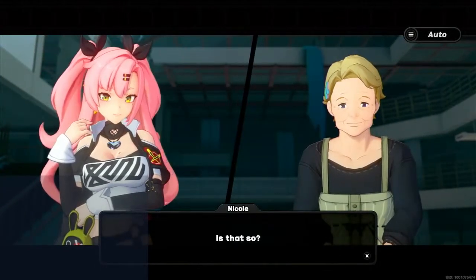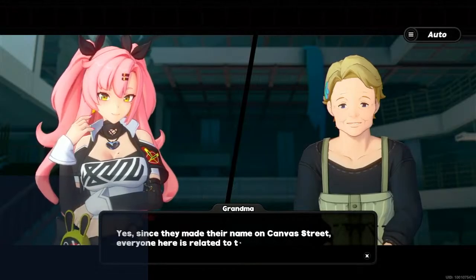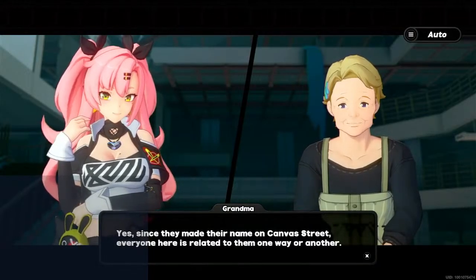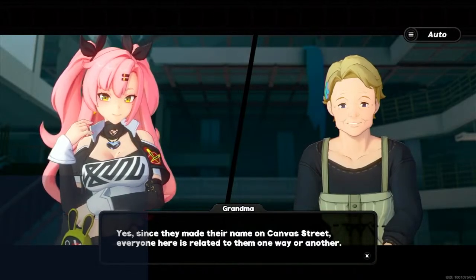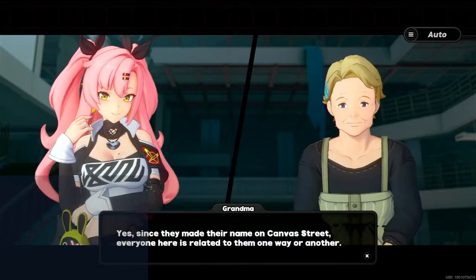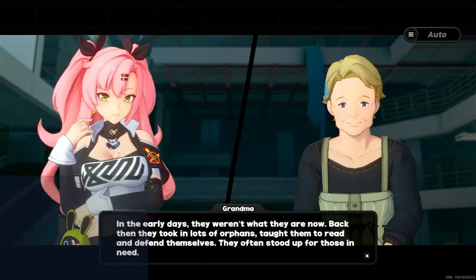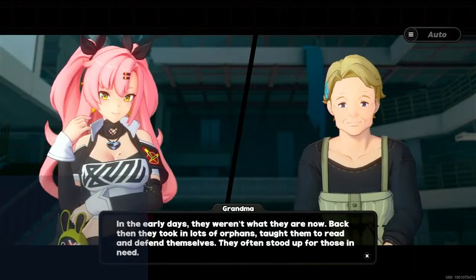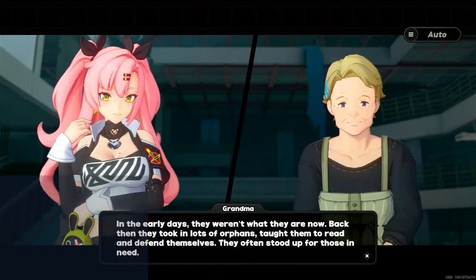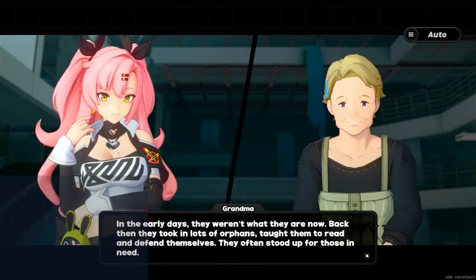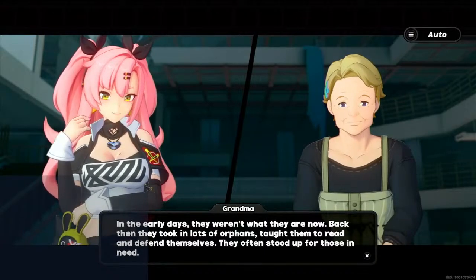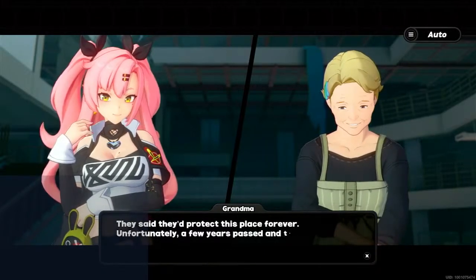Is that so? Yes. Since they made their name on Canvas Street, everyone here is related to them one way or another. In the early days, they weren't what they are now. Back then, they took in lots of orphans, taught them to read and defend themselves. They often stood up for those in need. They said they'd protect this place forever.